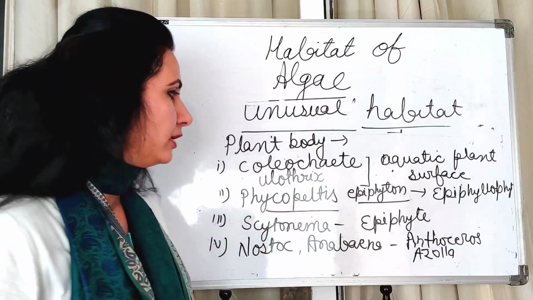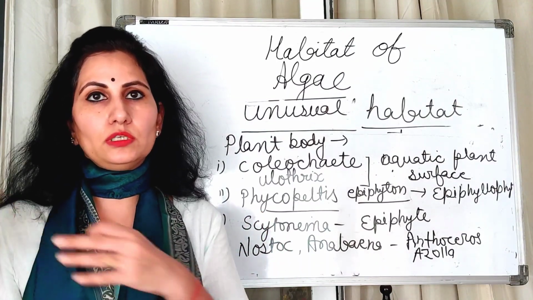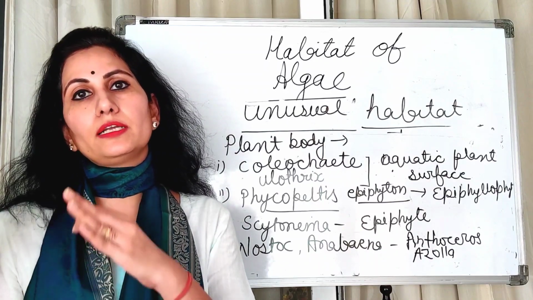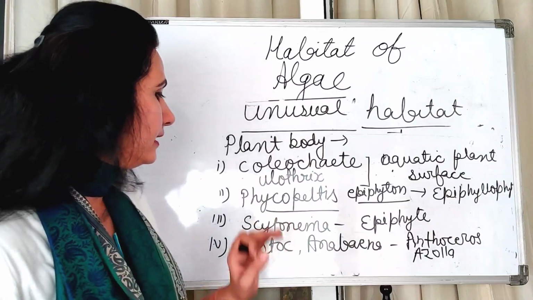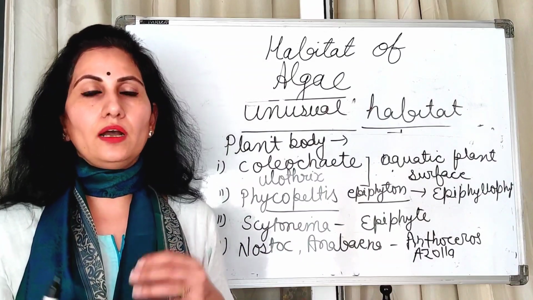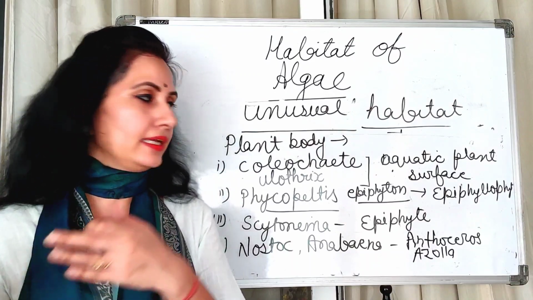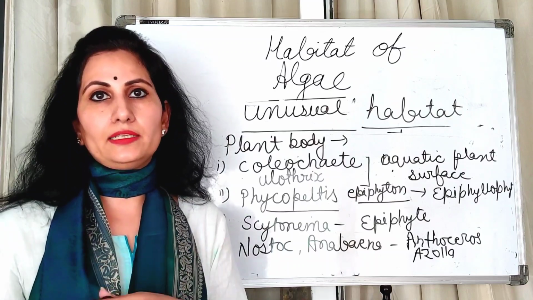Next algae is Cytonema. Cytonema is an epiphyte, that is a space parasite. It grows on other plant parts, like on the cork of the plant, on the stem or on the leaf of the plant. Last algae are Nostoc and Anabaena. They grow inside the plant body, like in Anabaena and Azolla. In these plants, they grow inside their tissues.